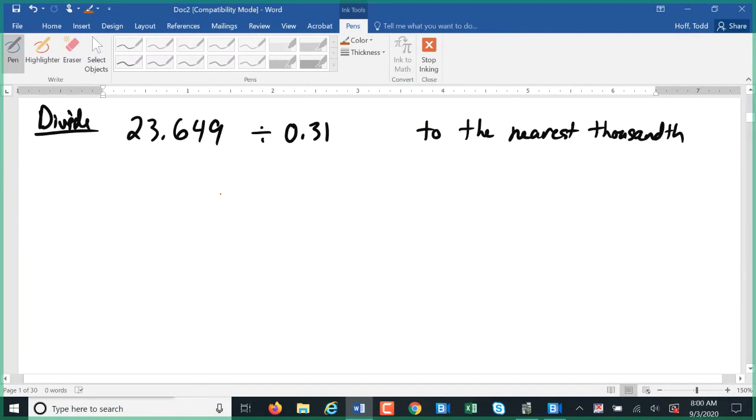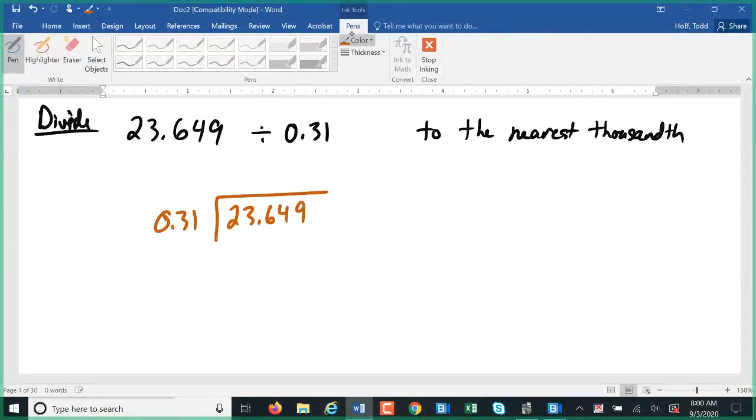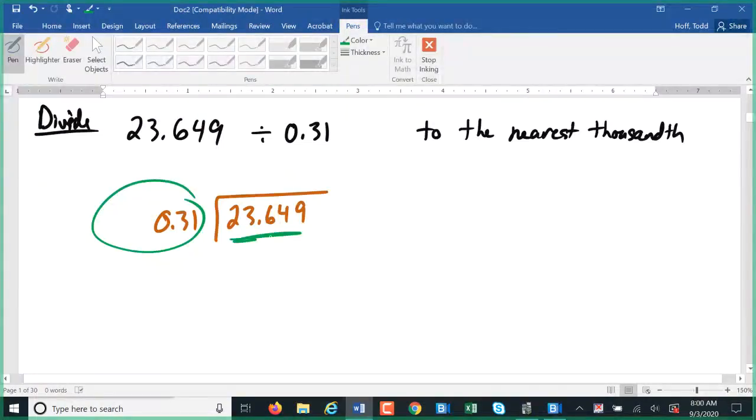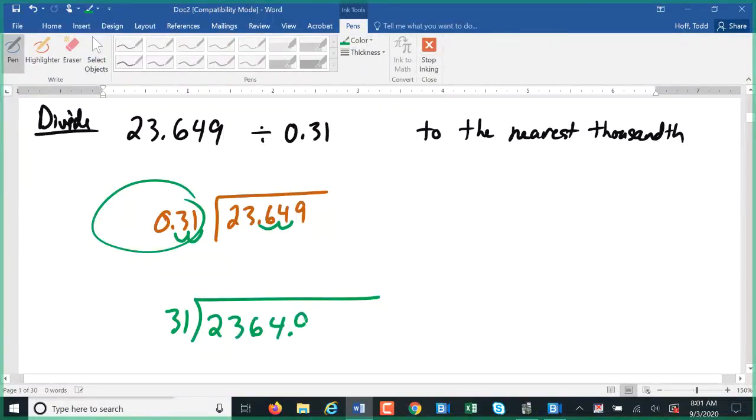Well, first of all, let's write this out. This is going to be 23.649 under my division sign. 0.31 out here. Second step, we have to move that decimal point. Get rid of the one in the number we're dividing by. Remember, this is the one that matters. We don't care how many decimal places are here. That's the one that matters. So we have to move it over 2 places to get rid of it there. So that's going to be 31. We have to move it over 2 places here. So that becomes 2,364.9.